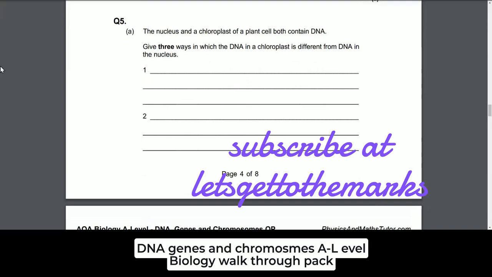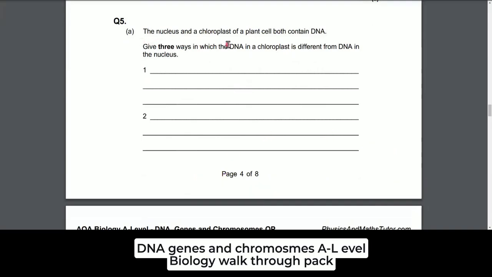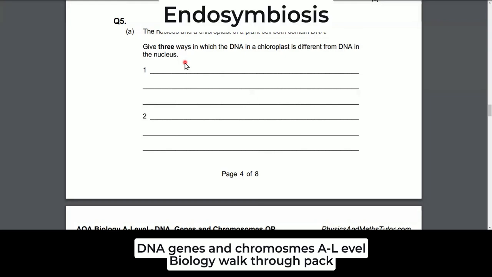All right, we're on question five. Question 5A, the nucleus and chloroplast of a plant cell both contain DNA. Give 3 ways in which the DNA in a chloroplast is different from the DNA in a nucleus. This is quite interesting because this ties into a theory called endosymbiosis. You may be interested to look up that theory about the origin of chloroplasts and mitochondria within eukaryotic cells. Anyway, let's get down to it.